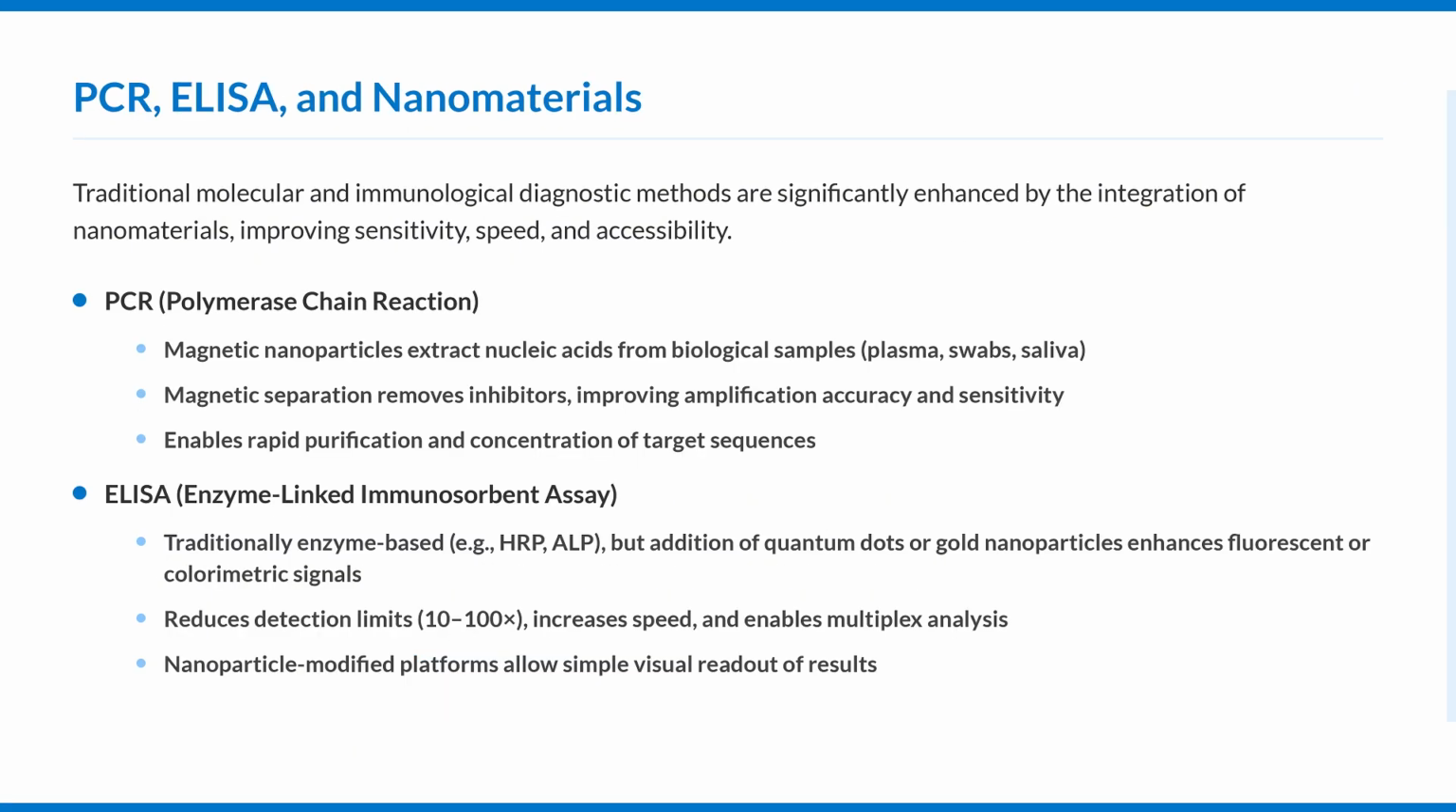PCR, ELISA, and nanomaterials. Traditional molecular and immunological diagnostic methods are significantly enhanced by the integration of nanomaterials, improving sensitivity, speed, and accessibility. PCR, polymerase chain reaction: magnetic nanoparticles extract nucleic acids from biological samples (plasma, swabs, saliva). Magnetic separation removes inhibitors, improving amplification accuracy and sensitivity. It enables rapid purification and concentration of target sequences.